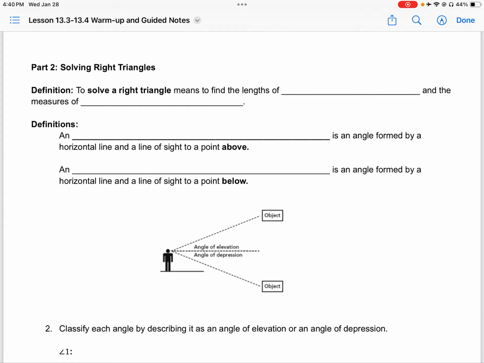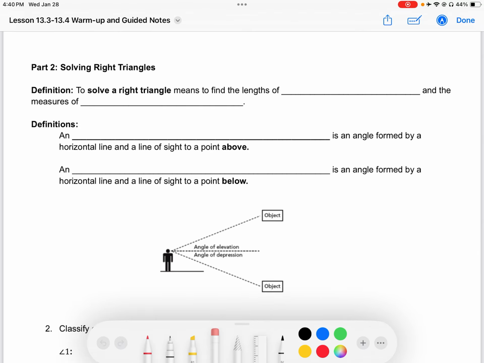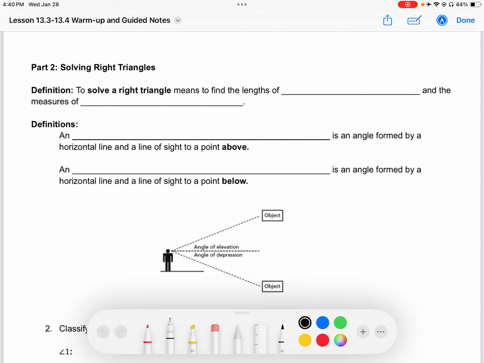So first of all, to solve a right triangle, if someone tells you to solve a right triangle, what they're asking you to do is find the lengths of all sides and the measures of all angles. So when it says solve a right triangle, that's really what you're being asked to do.